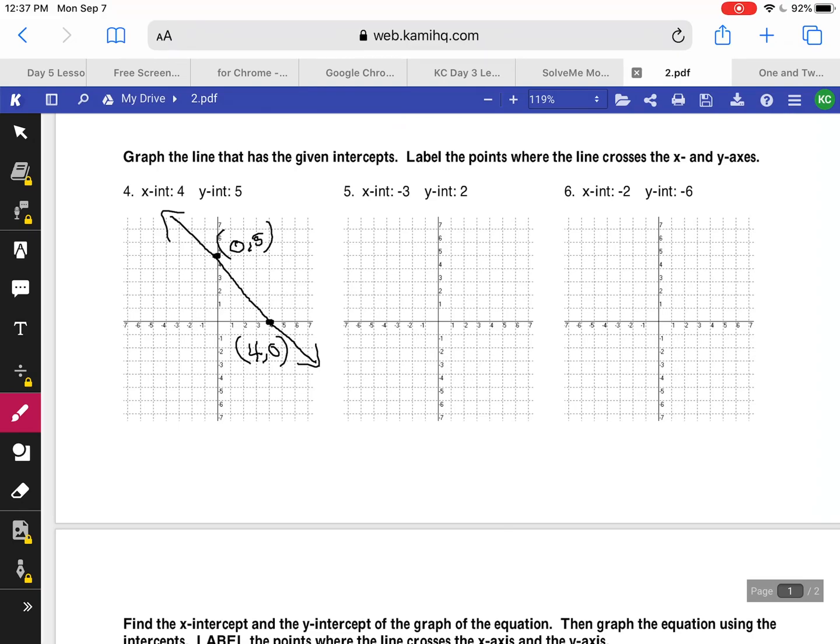Okay, let's check number 5, and let's check 6. For 5, you see that x-intercept is -3. The y-intercept is 2, and that linear equation would be all of the solutions on that line. And then for number 6, that x-intercept is -2, y-intercept is -6. Oops, not a very good line, but we get the idea. There is our line.